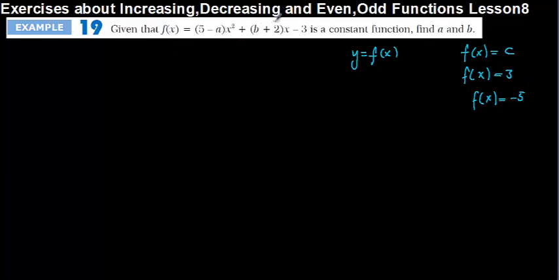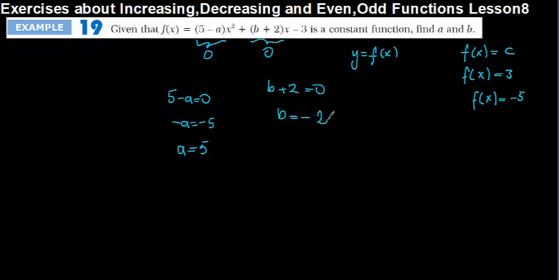If there is no variable in the constant function, it means that this part and this part must be equal to 0, because constant function means no variable. So the coefficients of the variable of this function must be 0 to be a constant function. That's why 5 minus a must be equal to 0, and minus a is equal to minus 5, so a is equal to 5. Or b plus 2 must be equal to 0, then b is equal to minus 2.